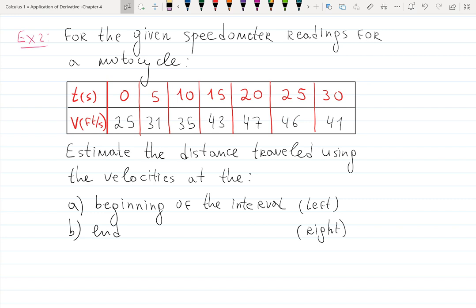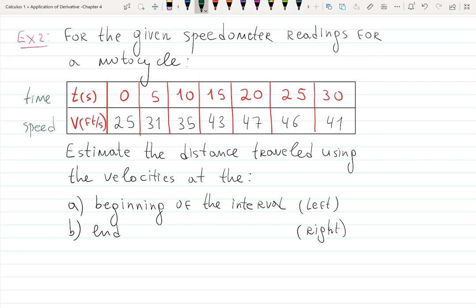What if I don't give you the function? What if you have the given speedometer reading for a motorcycle? In the top row, we have time, so that's time t. And in the bottom row is speed, or velocity, basically v. So that makes sense.